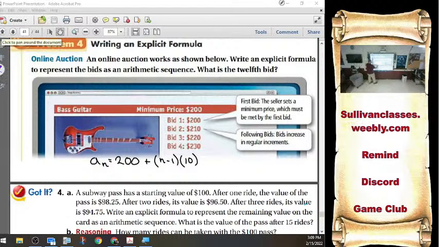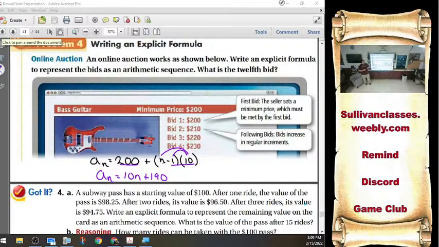Okay. Distribute, combine like terms. I'll have 10n. I'll also have 200 minus 10, right, when I distribute. And 200 minus 10 is 190. So this is my explicit formula.